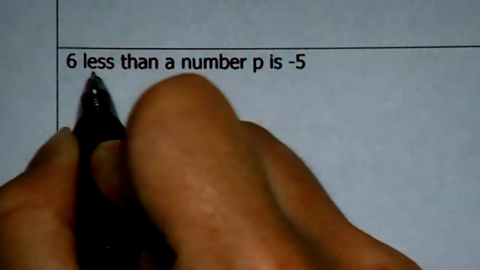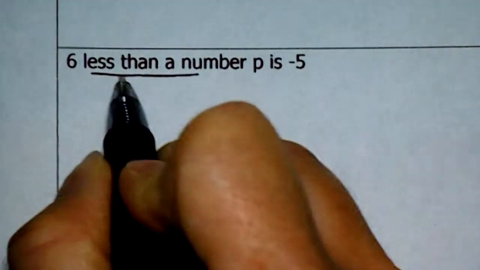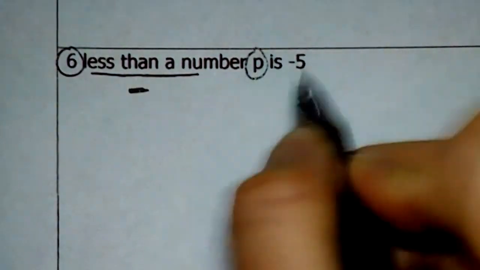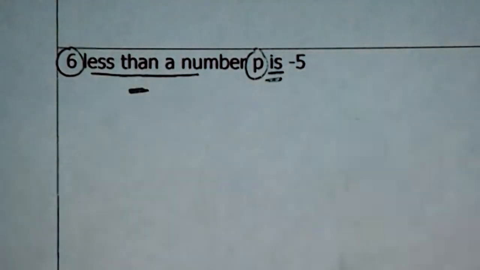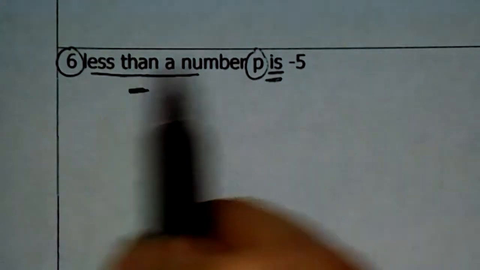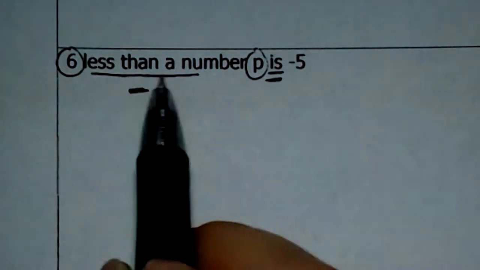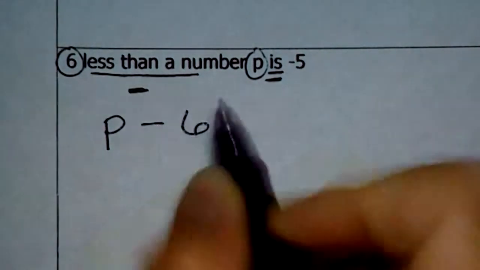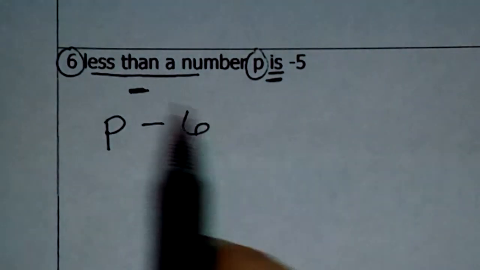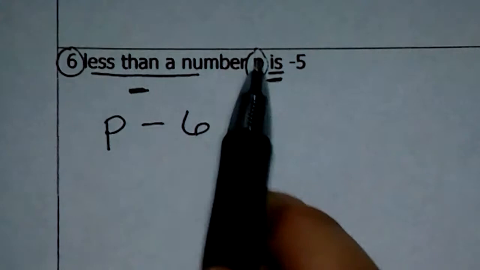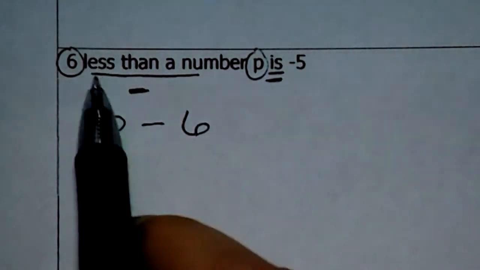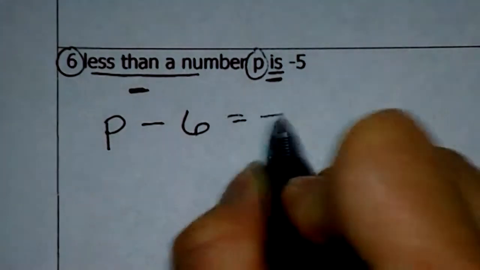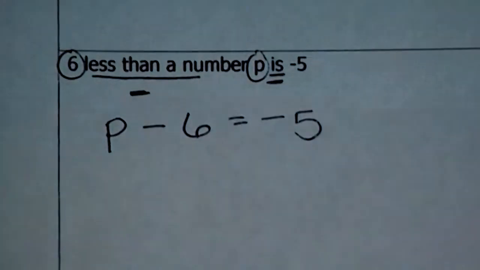All right, last one, it says 6 less than a number p is negative 5. So I have 6 less than. When you see less than, that means subtraction, and it's 6 less than p is negative 5. To show 6 less than p, this actually means p minus 6. Because 6 is less than the p, that means I need to start with p. Order matters. So when you see less than, more than, you're basically switching the order of these. And is means equals negative 5.